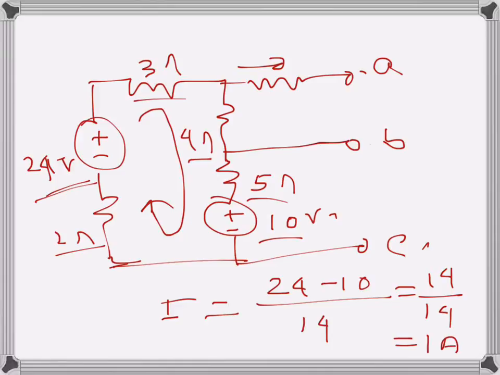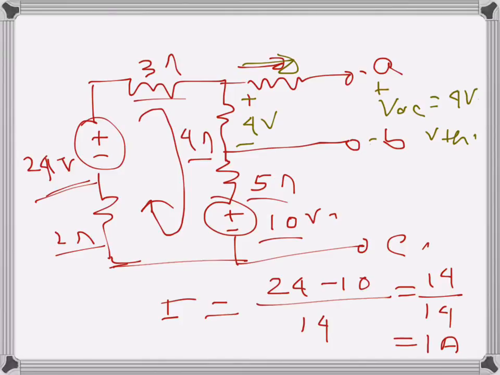So a current of 1 ampere will flow in this direction. So the voltage drop across the 4 ohms resistance will be 4 volts, and there will be no drop here. So the open circuit voltage in this case will be that drop, which is 4 volts. That's the Thevenin's voltage as seen from terminals A and B.